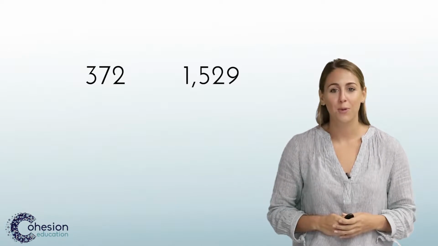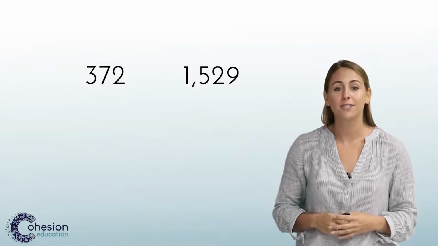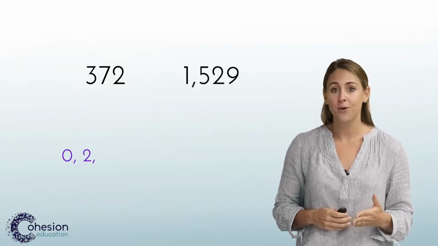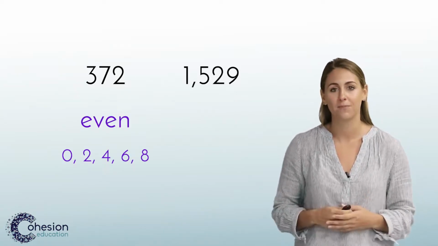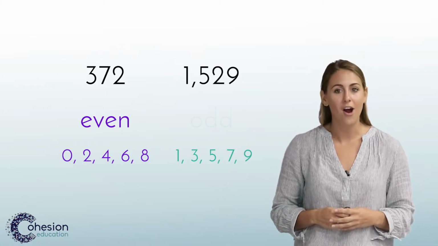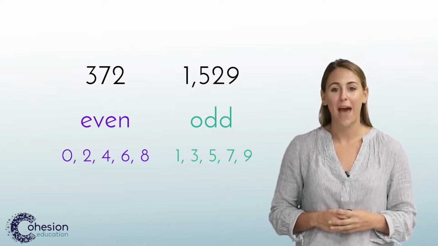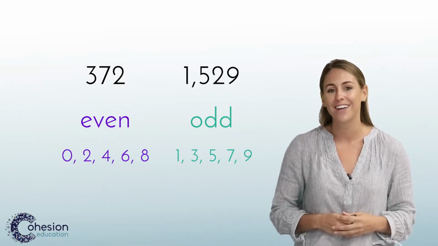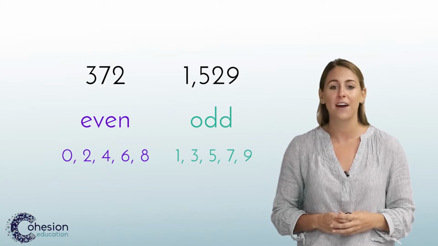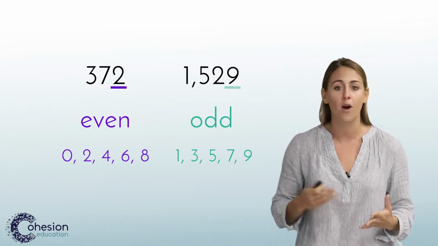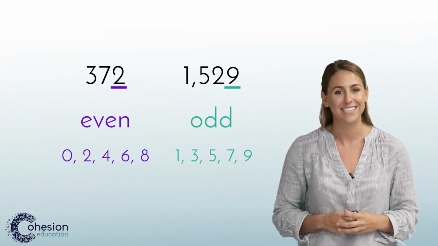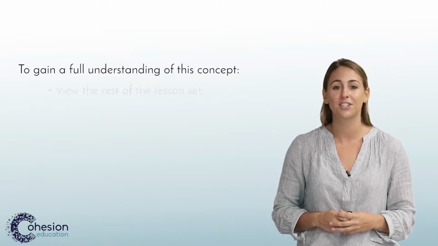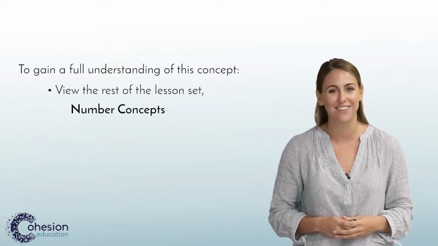If students become fluent with identifying numbers that are even or odd using a visual, students can begin to recognize a pattern. 0, 2, 4, 6, and 8 are even. 1, 3, 5, 7, 9 are odd. Once students recognize this pattern, they can begin to identify if any given number is even or odd more efficiently. When looking at any number, students can identify the number in the ones column as even or odd, which will determine if the number is even or odd. To gain a full understanding of this concept, visit the lesson page to view the rest of the Number Concepts set of lessons.